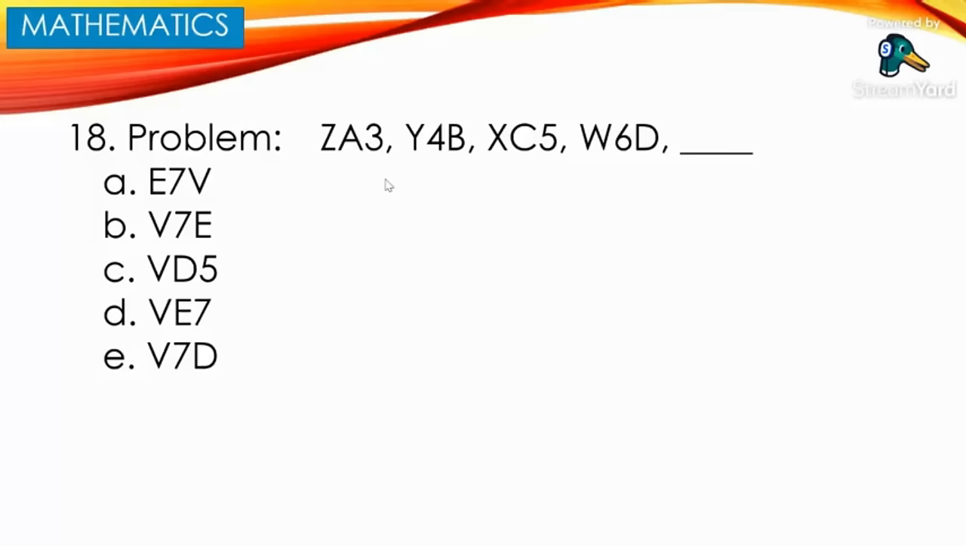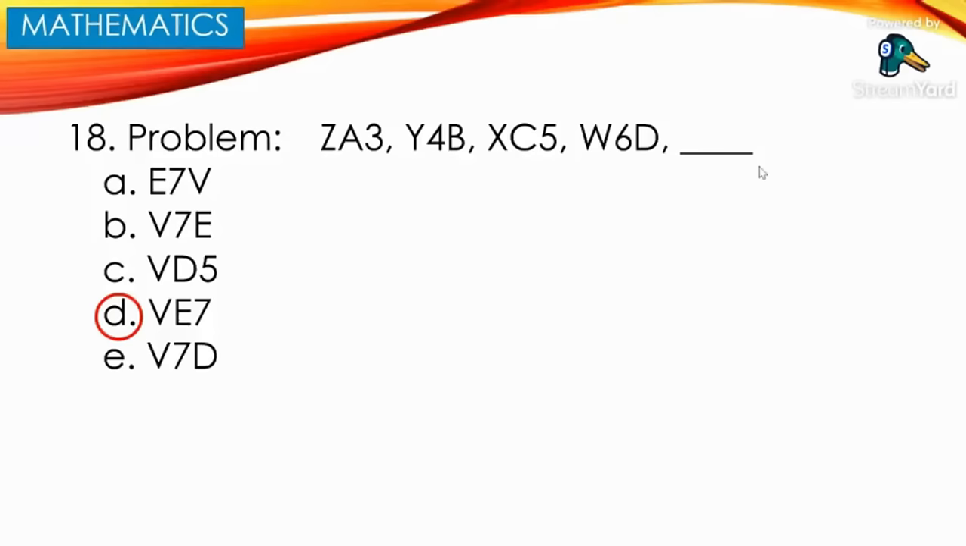Okay, the correct answer for this is D. So you confused your answer with the answer in letter B, for they have the same letters and same number. Okay, so we have W, X, Y, Z. So we have V, W, X, Y, and Z. And then for A, you have A, B, C, D, and then E. For numbers, you have 3, 4, 5, 6, and then 7. So your letters are E, V, and then 7.